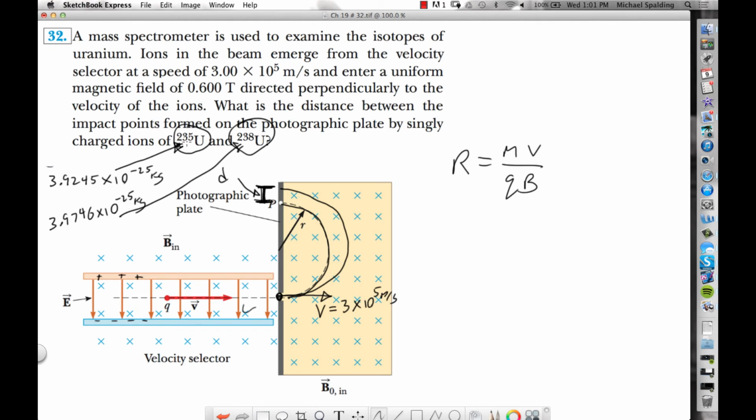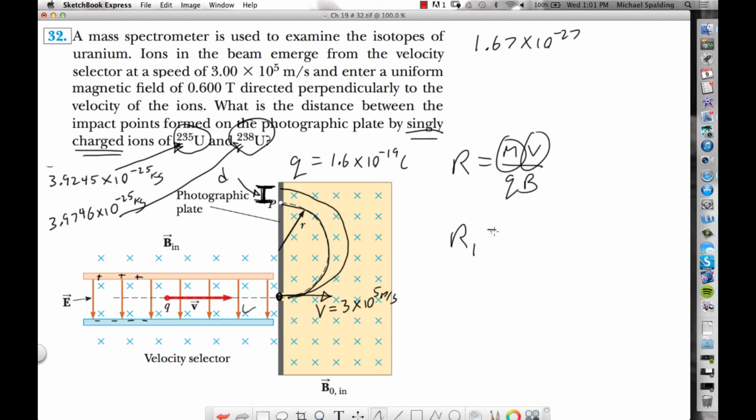Well, look, the 235 and the 238, that's protons plus neutrons. Protons and neutrons have a mass of 1.67 times 10 to the negative 27. So long story short, we have the masses of each particle. We have the velocity of each particle. What's the charge? Singly charged ions, what does that mean? That means that our q is 1.6 times 10 to the negative 19, and then we're given the magnetic field.